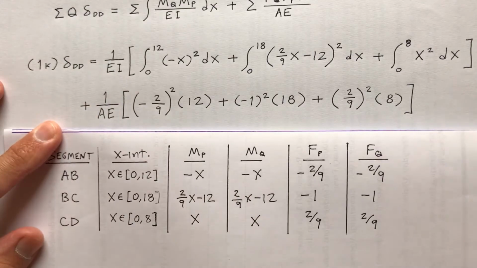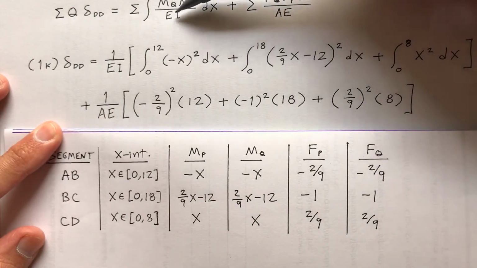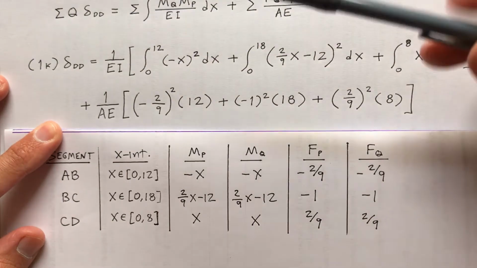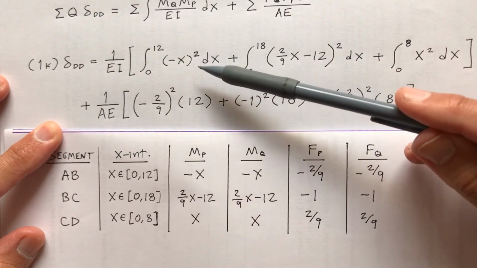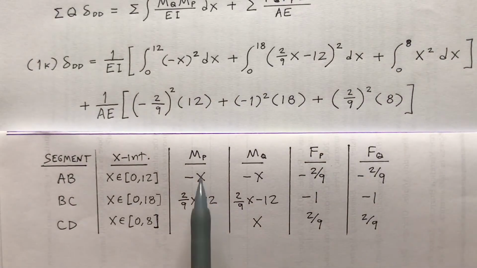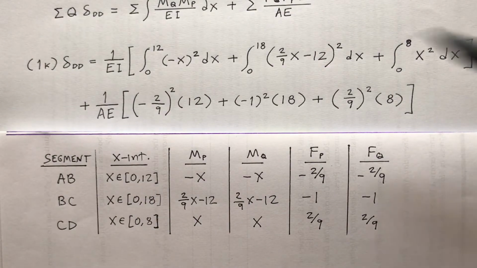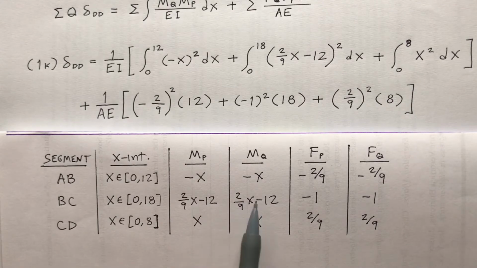Pull out the 1 over EI in the integrand. The EI is constant, you can pull that out. So the integral from 0 to 12, negative x squared, that's M_P times M_Q, integrated from 0 to 12. Plus the next segment BC, M_P times M_Q, so 2/9 x minus 12 squared, integrated from 0 to 18. Plus the third integral from 0 to 8, for segment CD, x times x. That's what you see here.